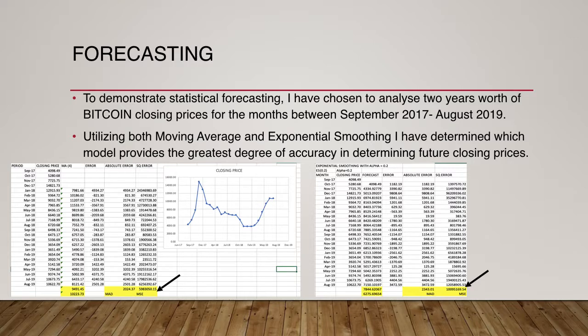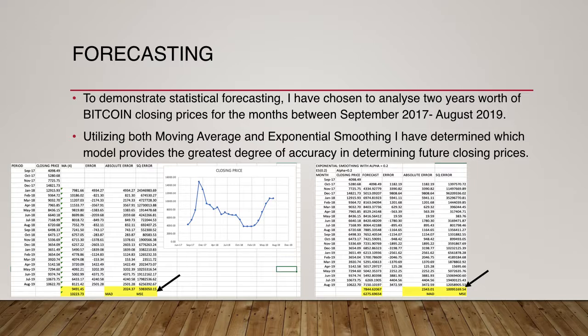Okay, now shifting to the second part of the project, we'll be utilizing two different forecasting methods, specifically analyzing Bitcoin closing prices over a 2-year span, spanning from September 2017 to August 2019. So for the first method, we'll be utilizing a 4-month moving average.